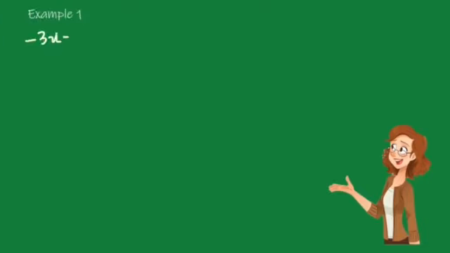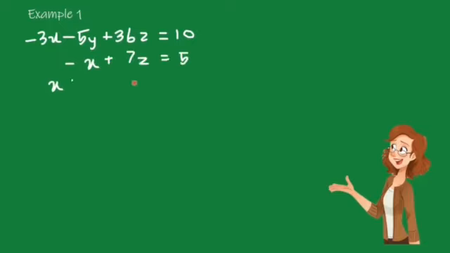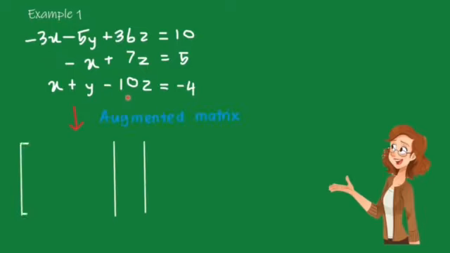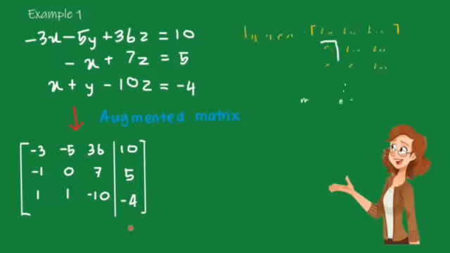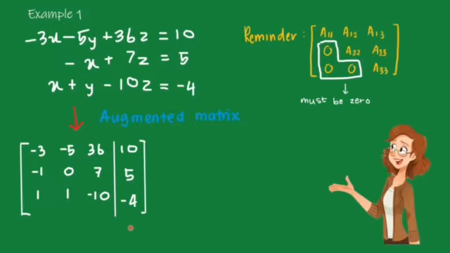For example number 1, the equations given are negative 3x minus 5y plus 36z equal to 10, negative x plus 7z equals 5, and the last equation given is x plus y minus 10z equal to negative 4. Firstly, we should change the equations into an augmented matrix as shown in the slide. So this is the augmented matrix. The next step is we need to change the lower triangle of the augmented matrix into 0.